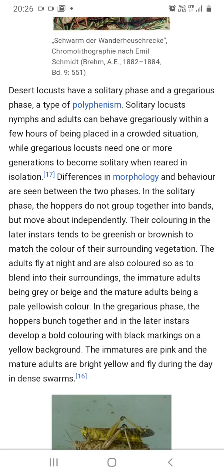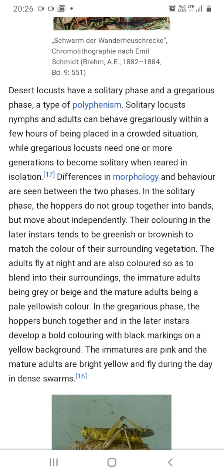Desert locusts have a solitary phase, that is, they can live independently, and a gregarious phase. Gregarious means living in a group of millions of grasshoppers or locusts. This type of existence is known as polyphenism. That is, poly means many, phenism means in form, many forms.